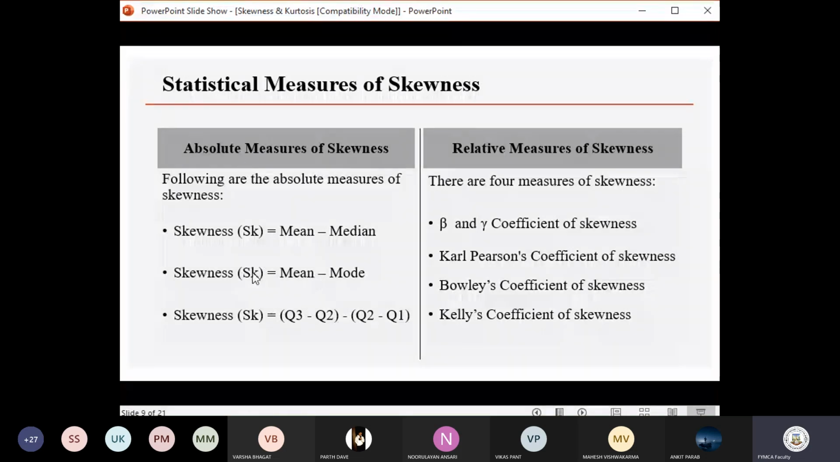There are three formulas of skewness, and how these three formulas are differentiated, or how these formulas are used on a case to case basis. These are the three formulas, and these are the absolute formulas. That is, you have the exact formula, you use the mean, median or mode value, and you will be getting the absolute measure value. Now there are relative measures. There are some relative measures, and these are based on four methods.